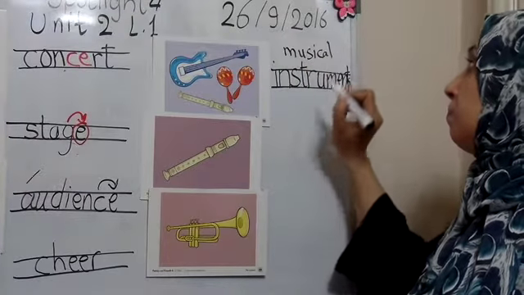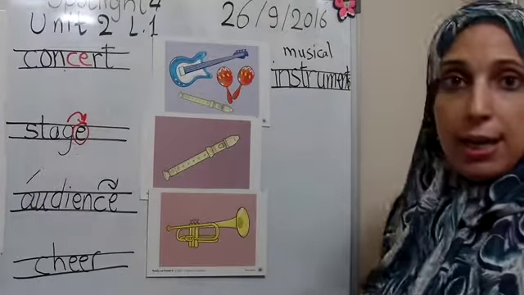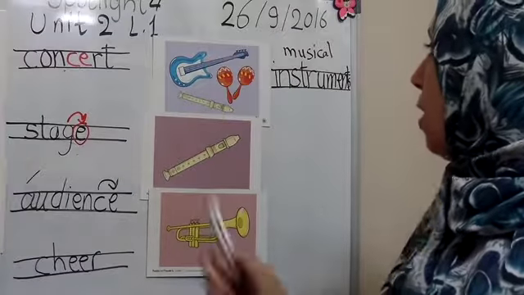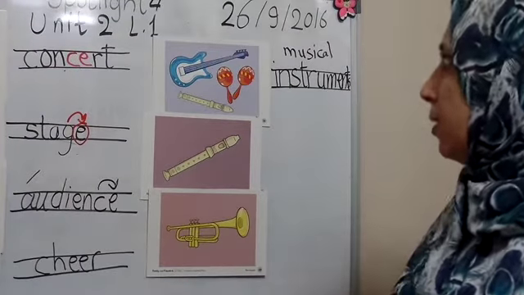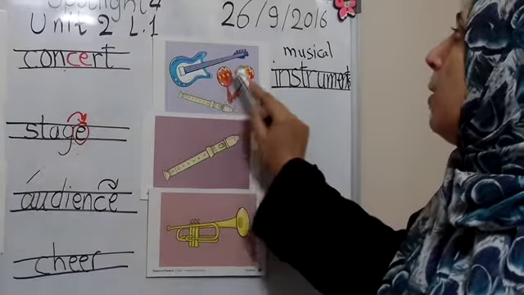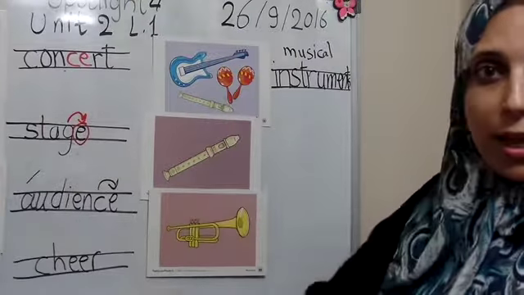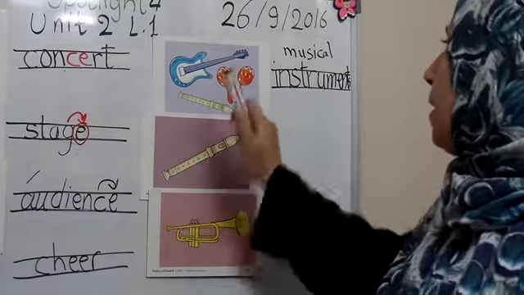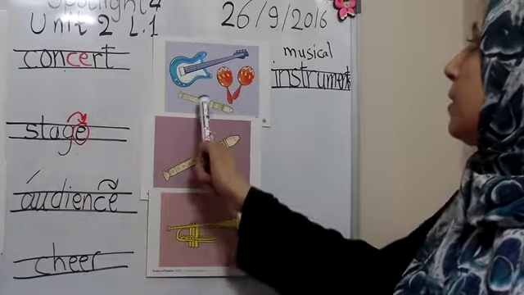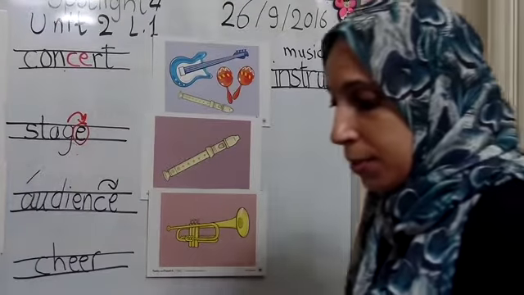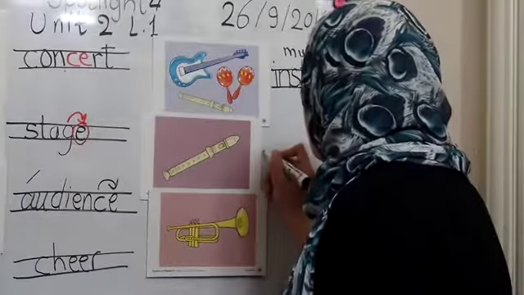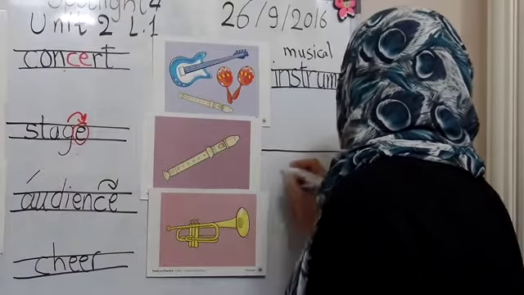Drum is a musical instrument. The guitar is a musical instrument. This is called maracas. That makes music like a rattle of a baby. Maracas. And this is a trumpet. This is a recorder, sorry. This is a recorder.